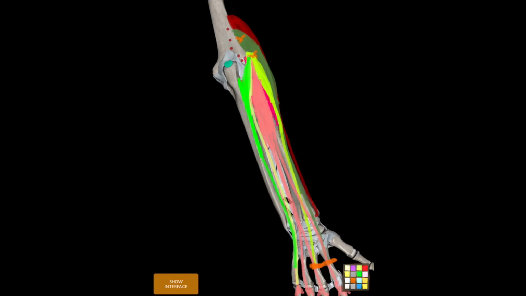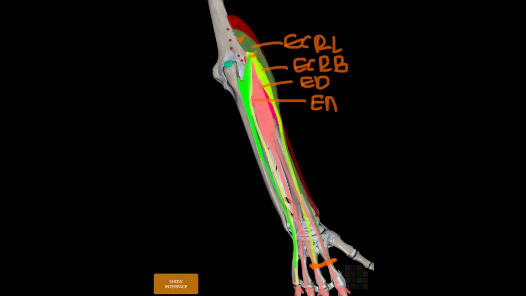I'll just go through the names of the muscles again because there's 5 of them. They got quite bunched up. So here, extensor carpi radialis longus. This is extensor carpi radialis brevis. This is extensor digitorum. Here, extensor digiti minimi. And finally, extensor carpi ulnaris.